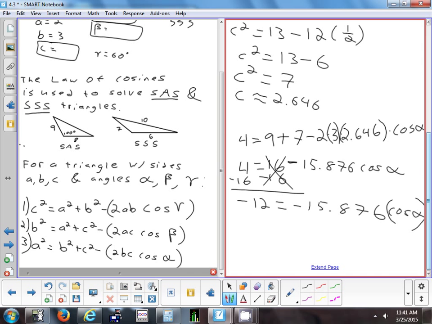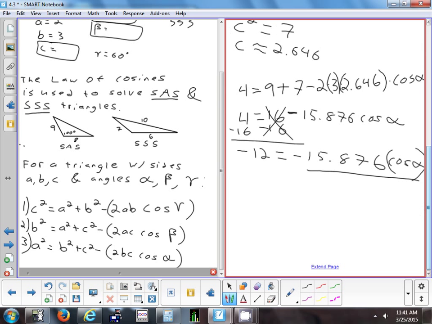You're not going to have to do it out though. You just use your calculator. What do I divide each side by? Negative 15.876. Perfect. And same thing here. In fact, I'm not even going to do that out in the calculator because I don't really care what 12 divided by 15.876 comes out to. I just care what alpha is. We've got to do inverse cosine.